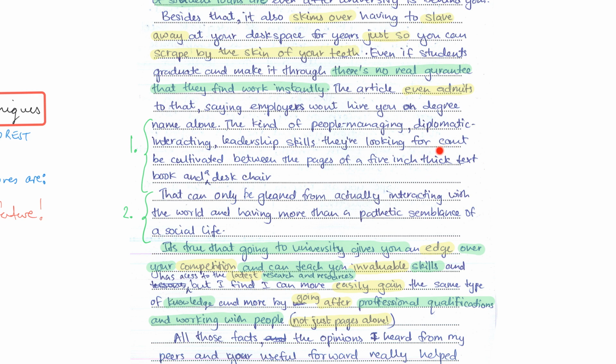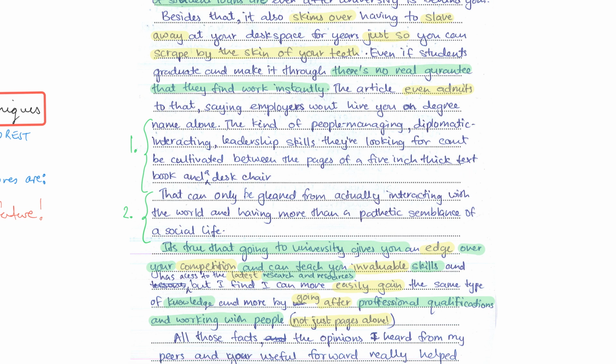So we have an immediate contrast. Can't be cultivated between the pages of a 5-inch thick textbook and a desk chair. And now we've got this fantastic metaphor that you can farm something, cultivate it, between a book and a chair. So the metaphor suggests that growing things like character, which is what you've got here, growing character and skills is impossible between a book and a chair. It's a beautiful image that really shows the pointlessness of study.